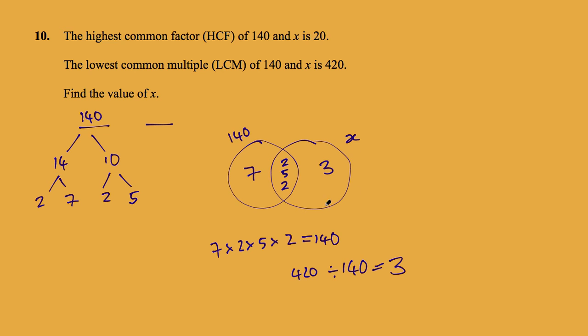So x is the result of multiplying these together. That's 2 times 2 times 3 times 5, which is 60. So x is 60 in that question. There may be other ways of doing that logically, but seeing as I know and use this method, that's the one I'm going for with that one.